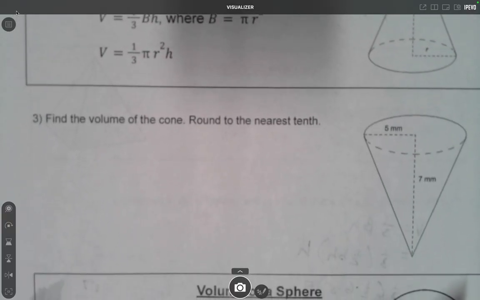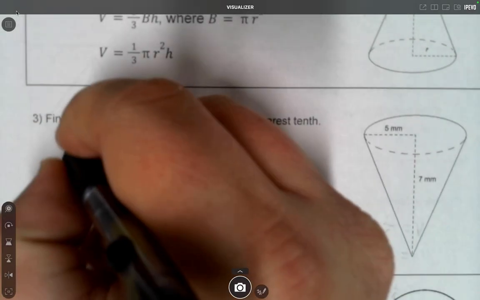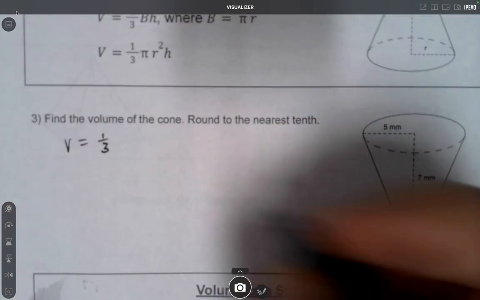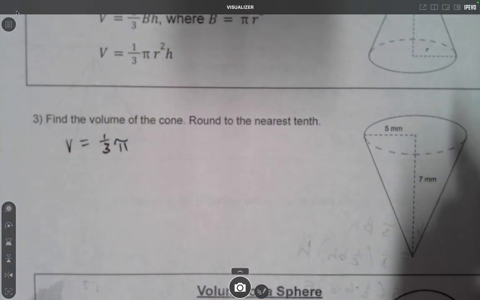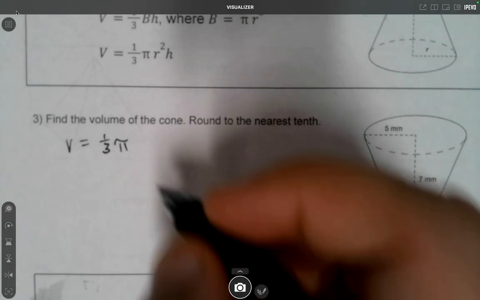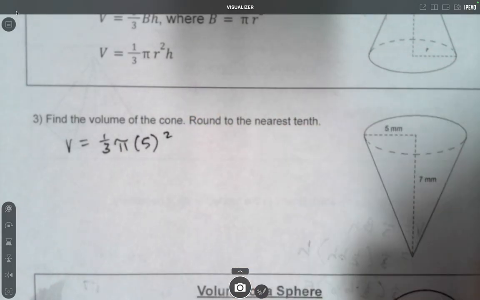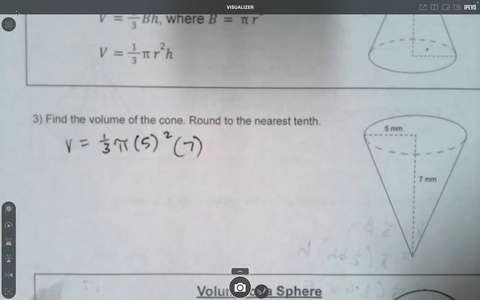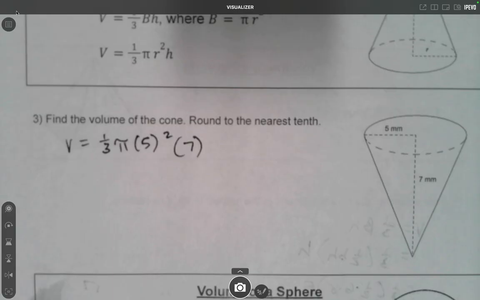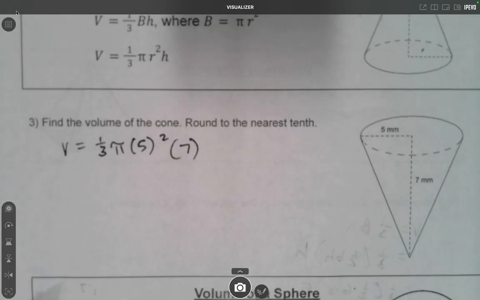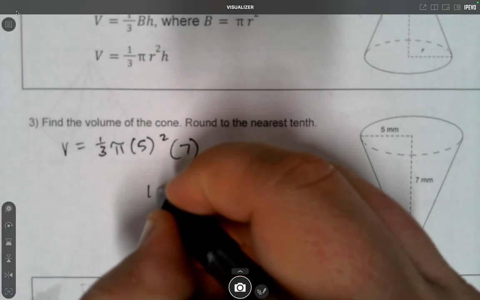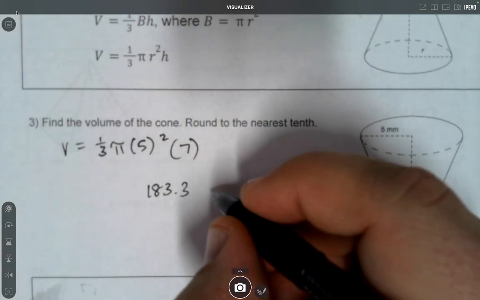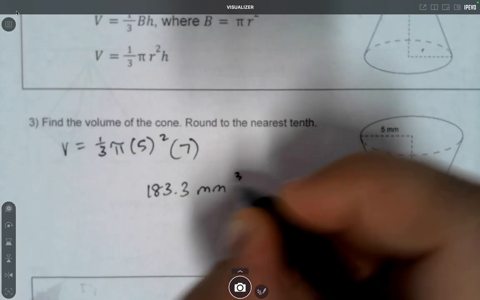So find the volume of the cone, round to the nearest tenth. So V equals 1/3 pi r squared h. The radius, they gave that to us right here. It's a 5. So 5 squared times the height, which is right here, it is 7. So then you can type all that in your calculator. Make sure you use the actual pi button. Don't use 3.14. Use the actual pi button. But rounded to the nearest tenth, you get 183.3 cubic millimeters.